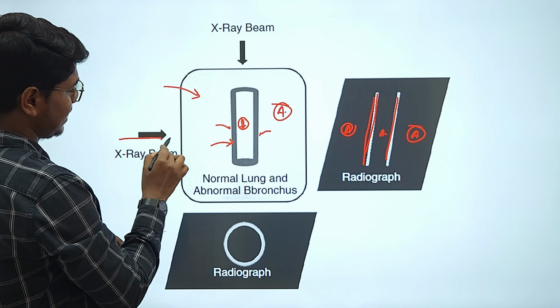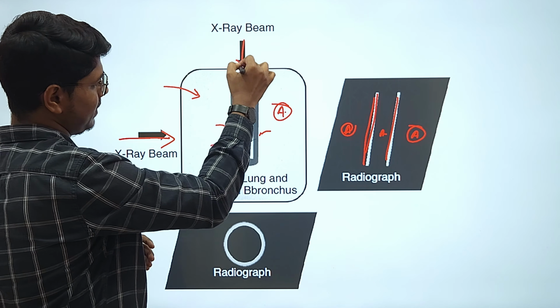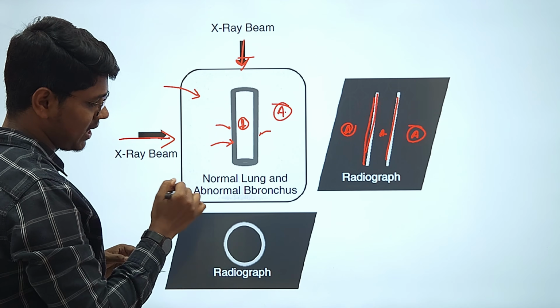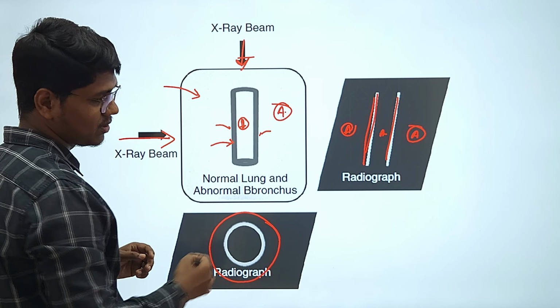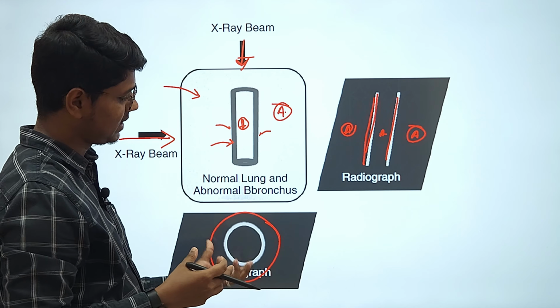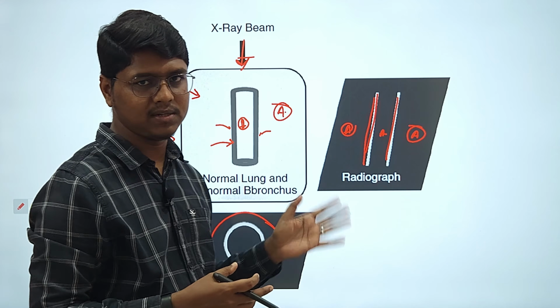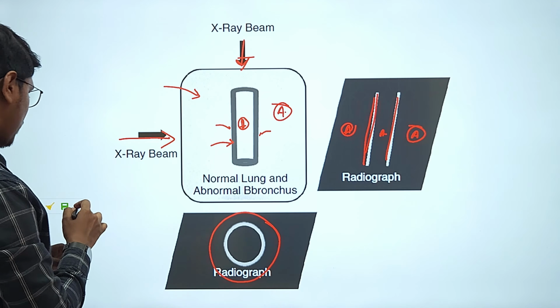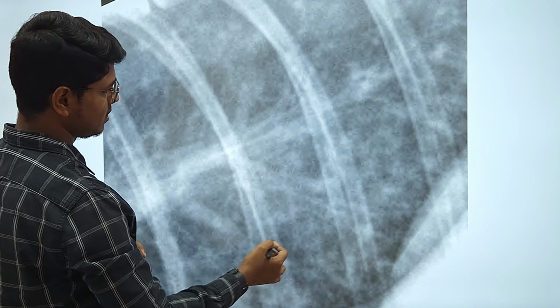And when they are hit end on by the X-ray beam, you will find a ring-like structure, which is a ring shadow. Sometimes they are also called donuts. Okay, ring shadow or donuts, and you will find tram line. These two are the features of bronchial pattern. Let us see some radiographs.